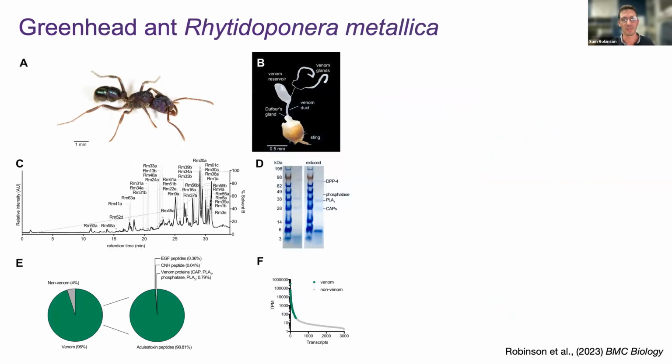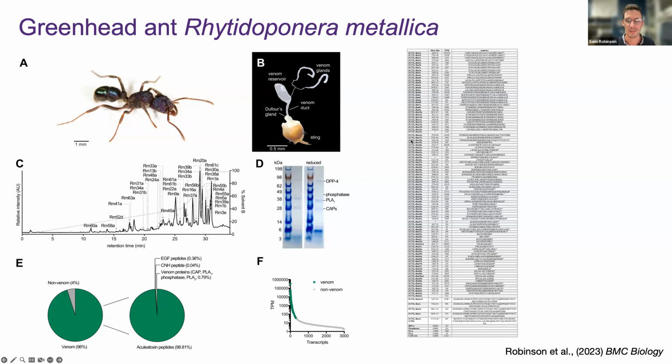Greenhead ant was a slightly different story. We collected the venom and analyzed it as we've been doing, and you can see from this total ion chromatogram there are a lot more peaks than in the bullet ant. If you analyze that along with the transcriptome, what you see is this. I don't expect you to read that, just to say that there are over 100 peptides in a pooled venom sample from the colony.